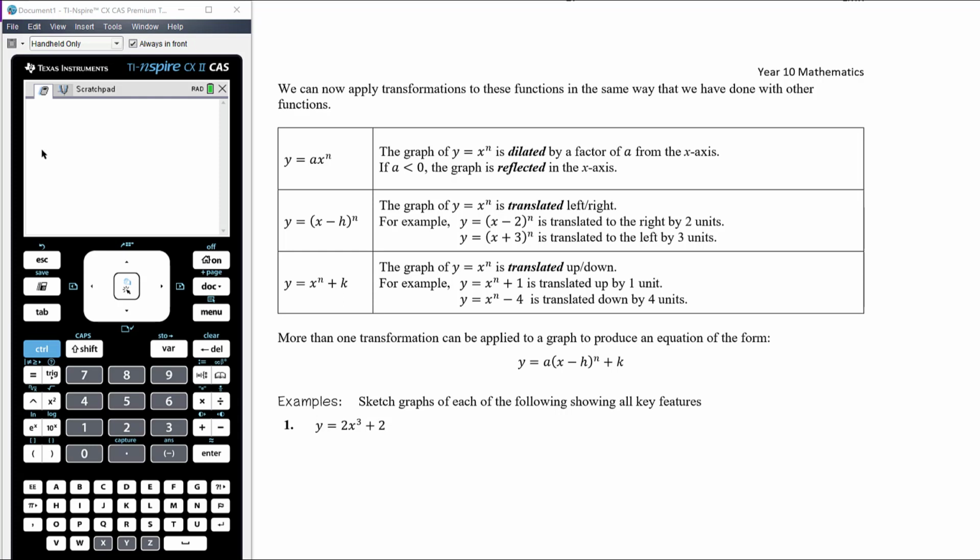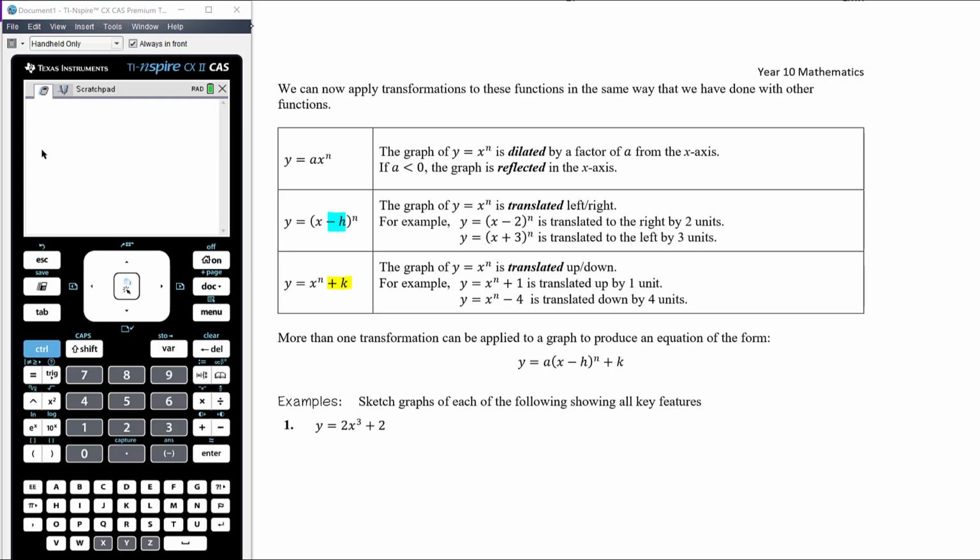And then x to the power of n plus k, so the k is outside the function, here the h is inside the function. So the power of n is being applied to it when you're translating left or right. The power of n is not being applied to it when you're translating up or down. So x to the n plus 1 would be up by 1, x to the n minus 4 would be down by 4. So we want to be able to put all those things together to be able to sketch our polynomial graphs of this particular form.